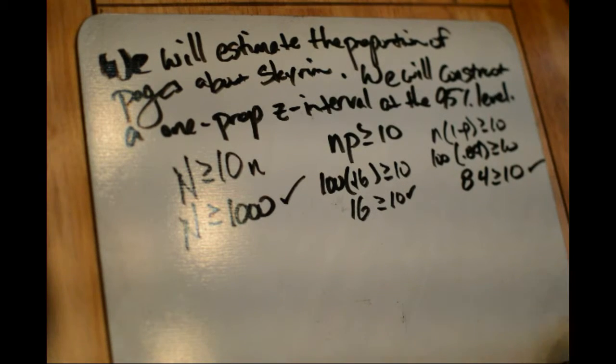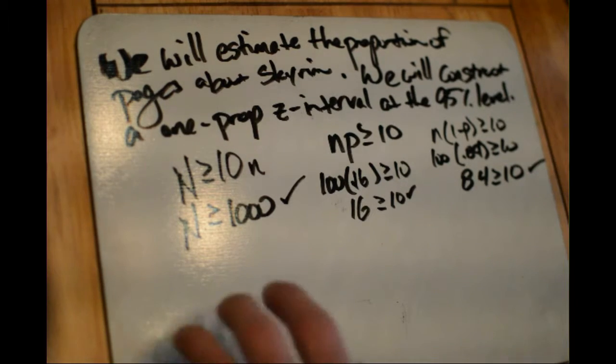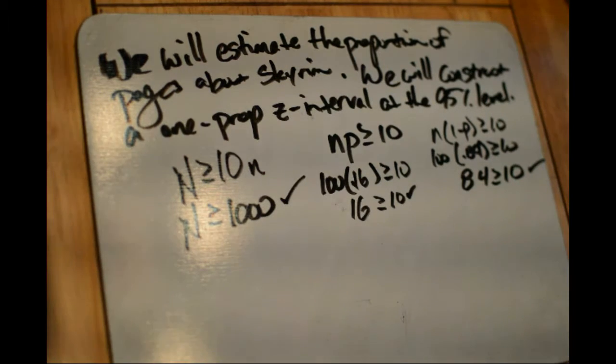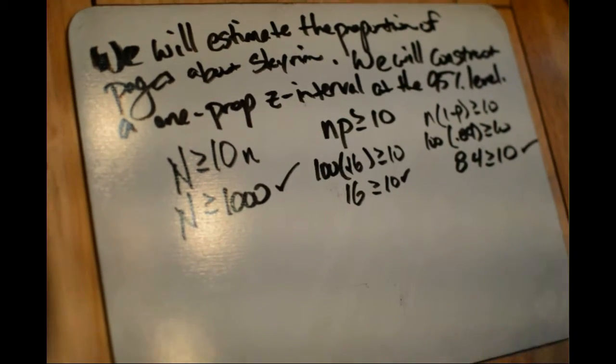So all the conditions here are met to be able to run this procedure to construct this confidence interval. If these conditions aren't met, then any results we get are basically garbage. They're worthless. But they are met, so we know that we have some valid results from what we're going to do. Next thing to do is construct our confidence interval, calculate it.